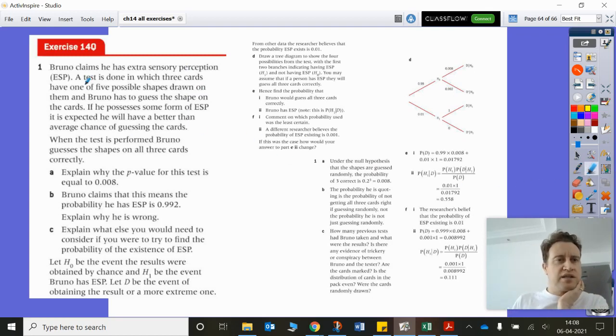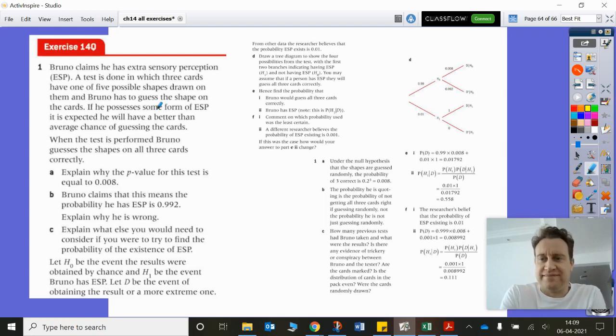So it says Bruno claims that he has extrasensory perception. So a test is done in which 3 cards have one of 5 possible shapes drawn on them, and Bruno has to guess the shape on the cards. If he possesses some form of ESP, it is expected that he will have a better than average chance of guessing the cards. When the test is performed, Bruno guesses the shapes on all 3 cards correctly. Okay, so the test has happened. He's got them right.